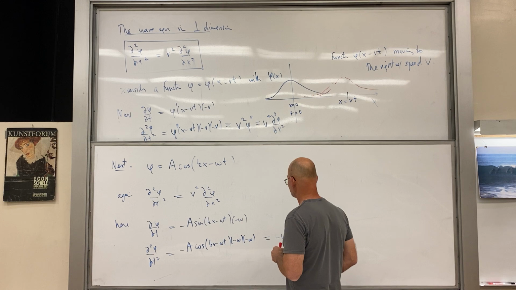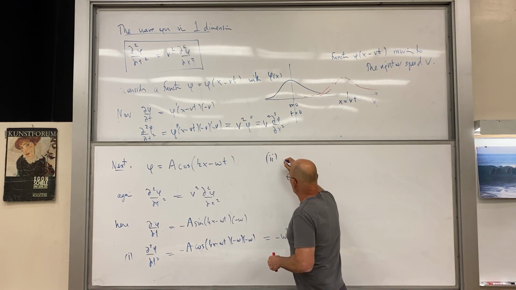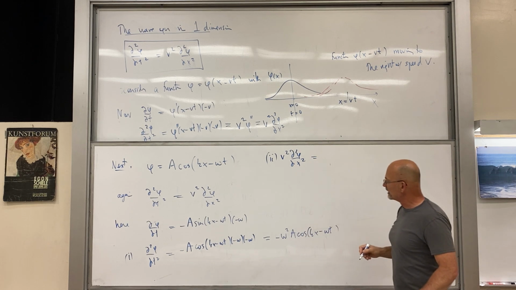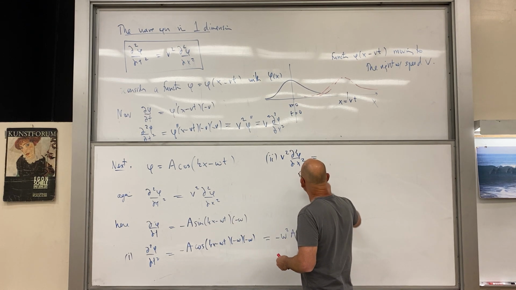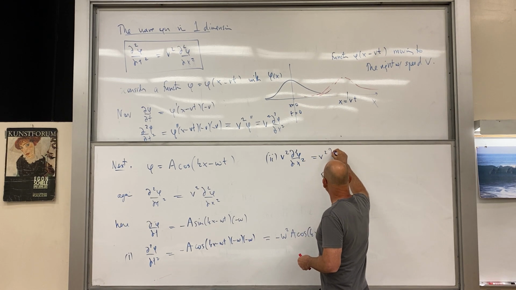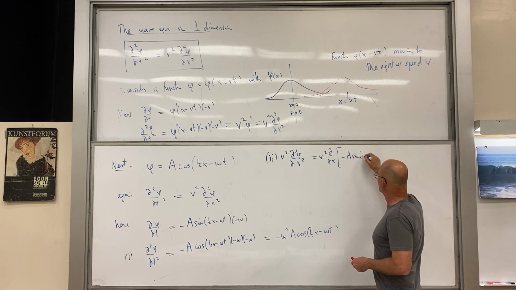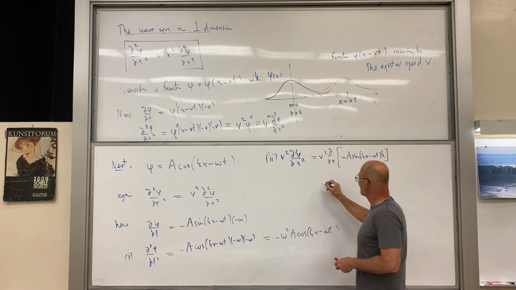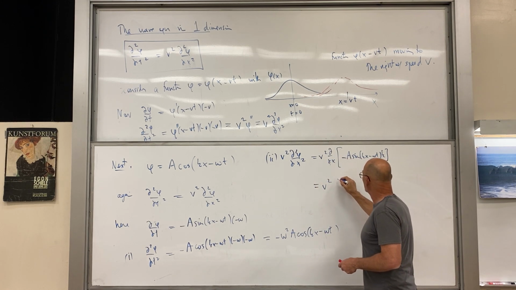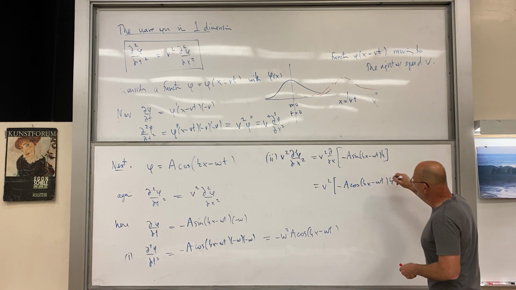Now what about the two space derivatives? Next, v squared d squared phi dx squared is going to be equal to, well, let's do one at a time again. v squared d/dx of the first derivative. So what was the first derivative? Minus A sine of kx minus omega t times k. And that is going to be v squared times minus A cosine of kx minus omega t. Here we add a k, we get another k squared.